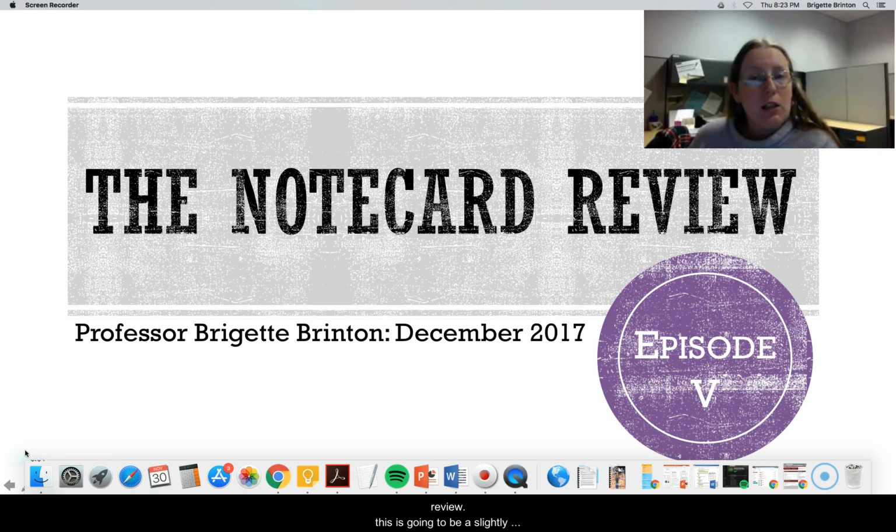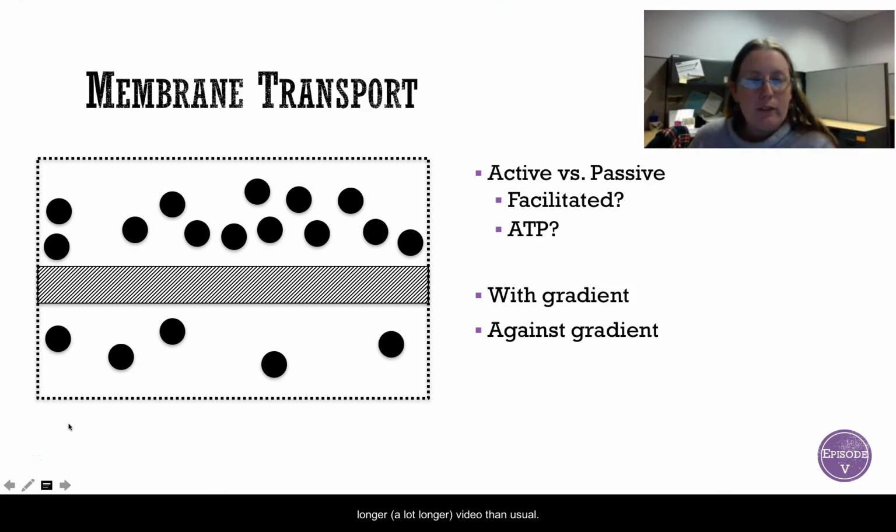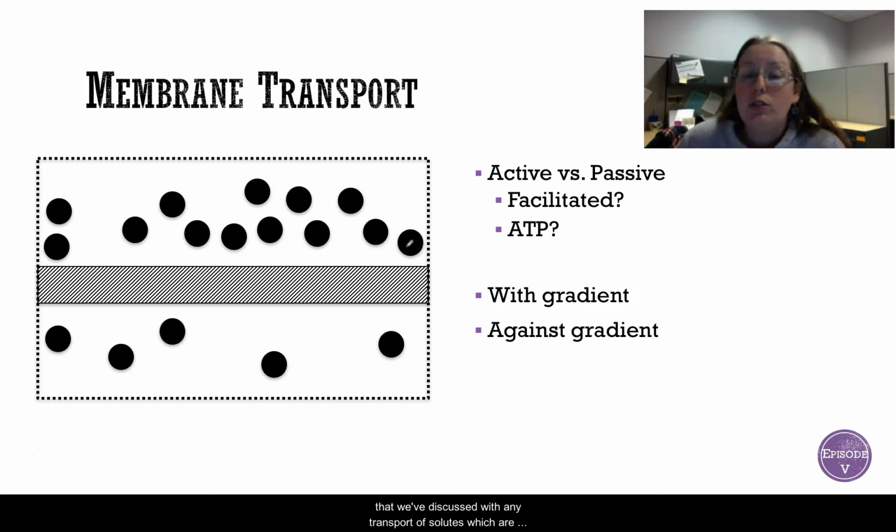This is going to be a slightly longer video than usual. I have 2 note cards that I'll be dealing with. First is membrane transport. There are 3 basic things that we've discussed with any transport of solutes, which are represented here by these little circles, moving those solutes across a membrane. You have 2 types of passive transport of these molecules, and then you have active transport, as well as bulk transport, which we won't really discuss here.